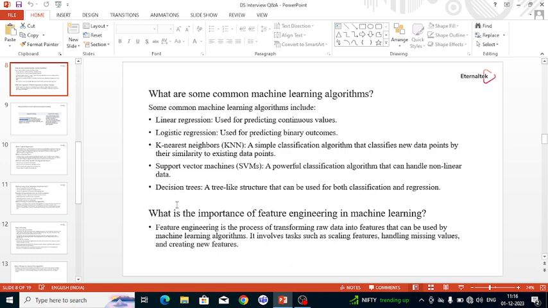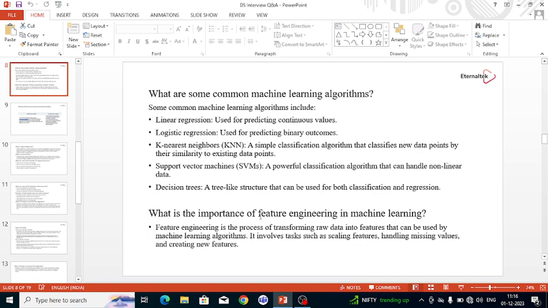In this playlist, I already told you that we are going to discuss machine learning interview questions from beginner to advanced level. Today we are going to cover questions like: what are common machine learning algorithms? Some of the common machine learning algorithms are linear regression, logistic regression, k-means clustering, KNN, SVM, and decision tree.